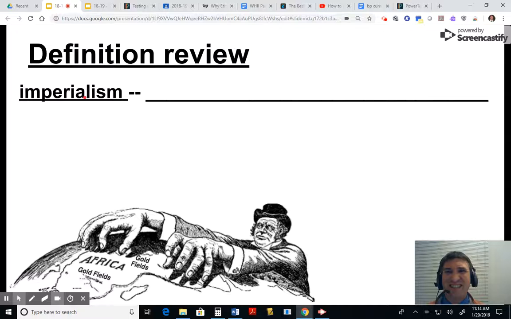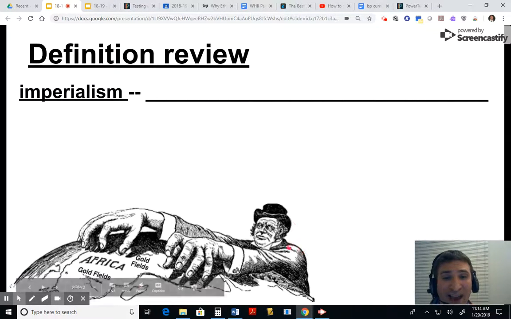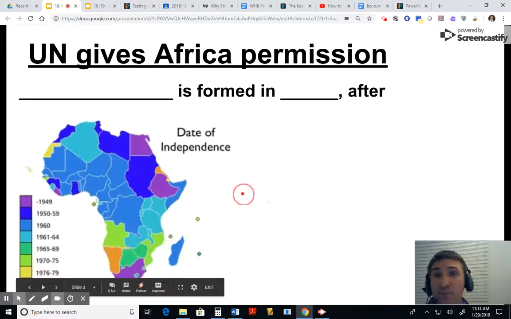Please write this definition down as I say it. It's a country's plan to increase its power by taking over another country. And that's what Europe has done historically to Africa throughout its history, especially after 1400.